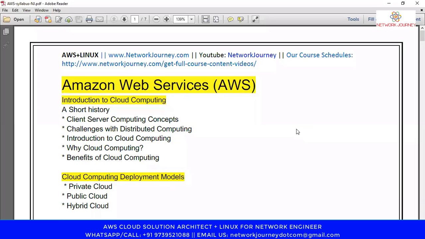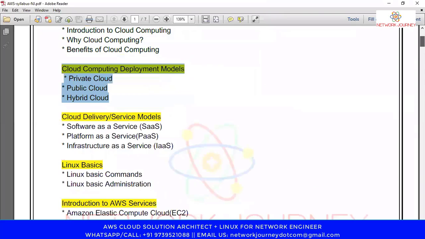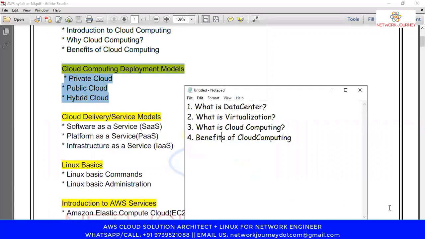Next, we want to understand what is meant by public cloud and private cloud. Hopefully today we can complete this introduction part. As I said, public cloud, private cloud, hybrid cloud, and then software as a service, platform as a service, infrastructure as a service. First I'm starting with private cloud, public cloud, hybrid cloud. Before that, I can just compare what is meant by public cloud and private cloud. Just now we learned how cloud computing works.